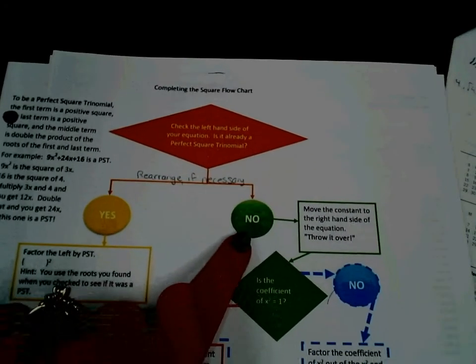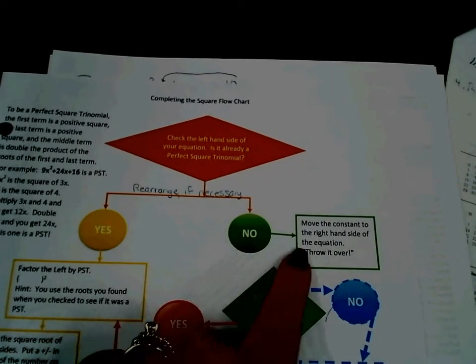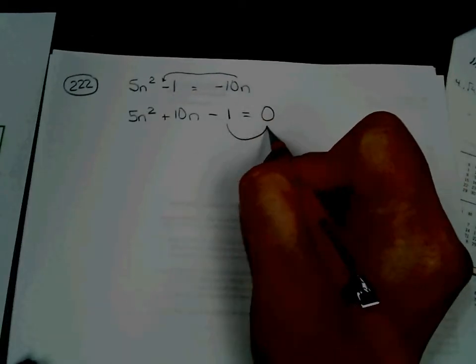Okay, it's not a perfect square. Even after I rearrange it, it's still not a perfect square. 5 is not a square, so I follow the green no. It says move the constant to the right hand side of the equation. Throw it over. Okay, so I'm going to take this negative 1 and I'm going to throw it over.